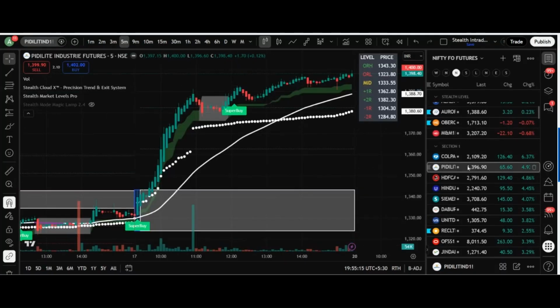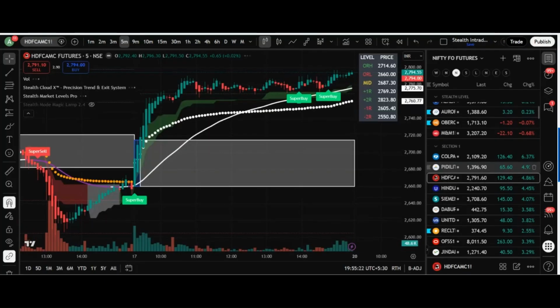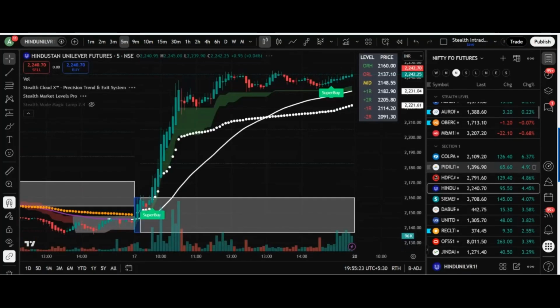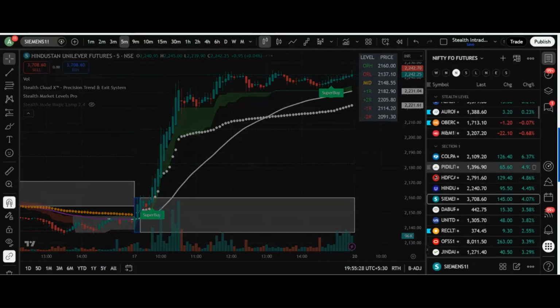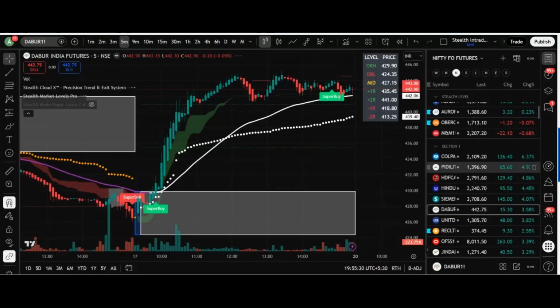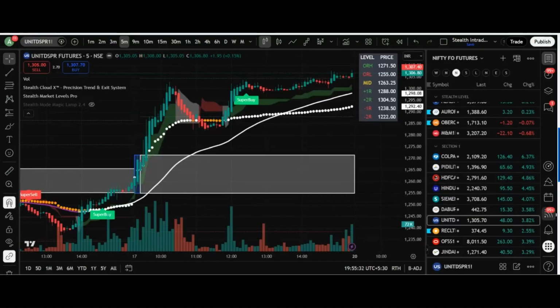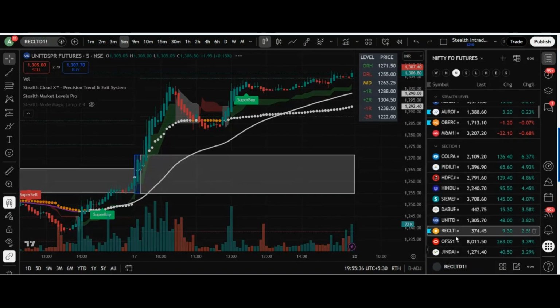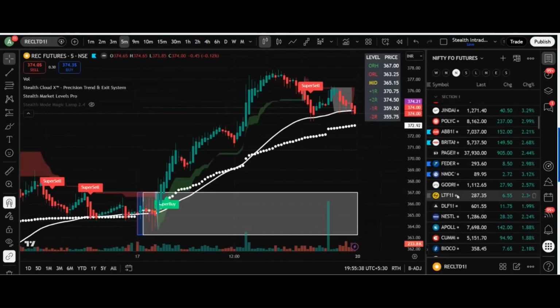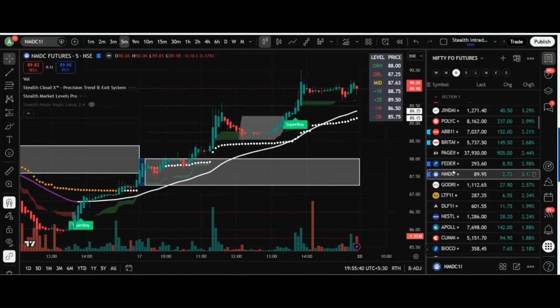Pidilite. I shared few of these charts in the groups also. मैंने अभी थोड़ी देर पहले ये charts भी share किए थे। ये Pidilite का chart है, HDFC, right? Huge move in, I think, HUL also, Siemens also great move, Dabur. I think entire consumption pack was moving yesterday, right? Then electricity, REC, huge moves. Okay, Federal Bank. Some stocks start moving late.